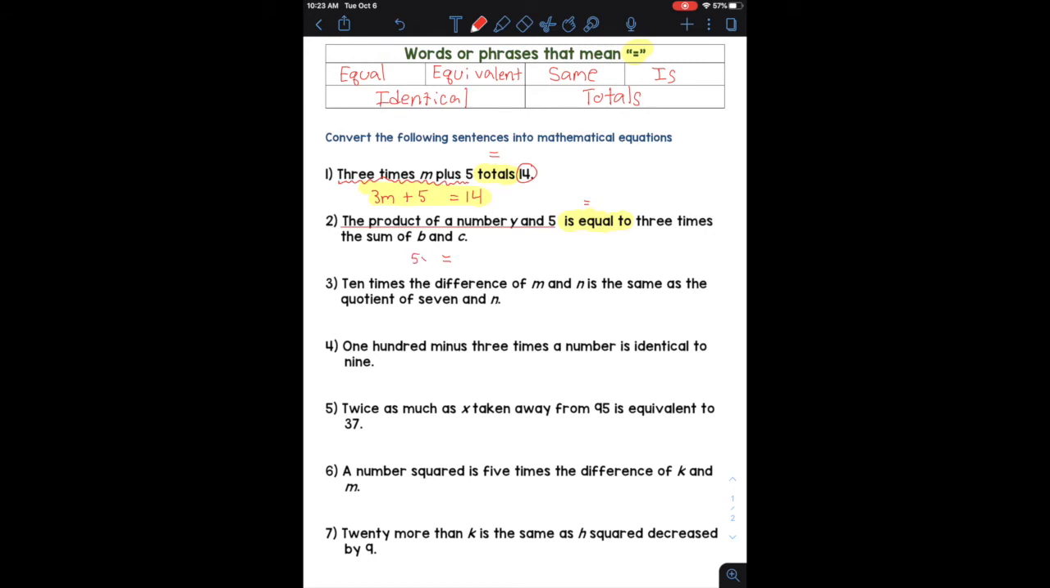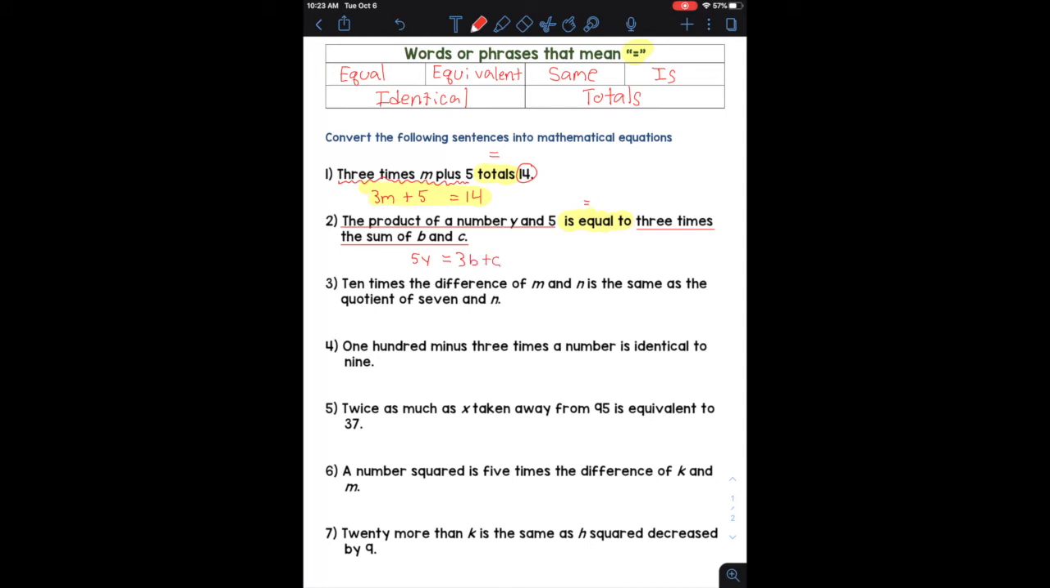Product is a multiplication, and how would we write the multiplication of y and 5? That would be 5y. And now everything to the right of that phrase is going to go to the right of our equal sign. This is sort of an expression that we have not seen before, but we will see in this section. It says 3 times the sum of b and c. So I know times means multiplication and sum means addition.